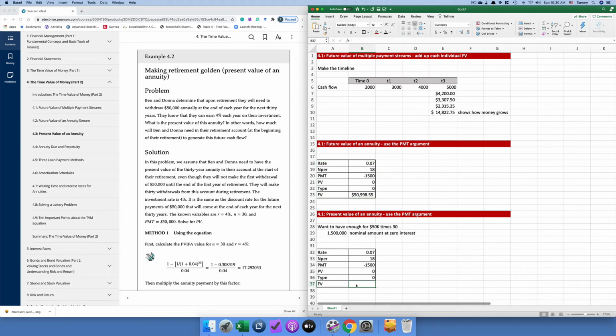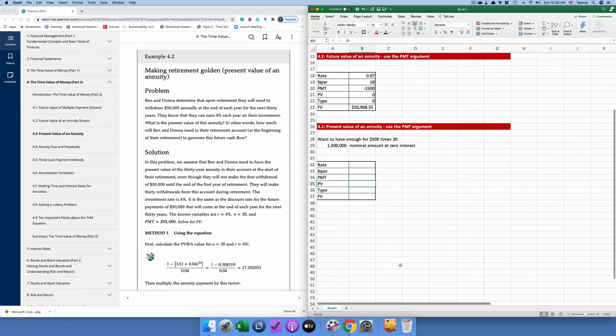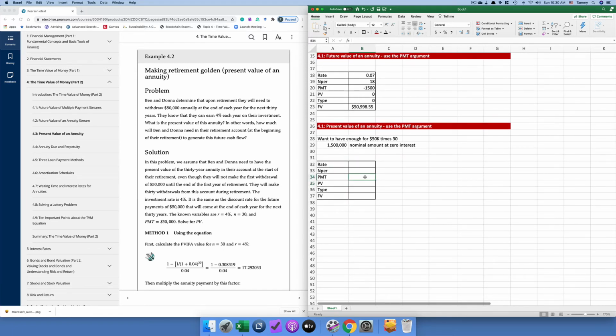But take out the future value, actually take out everything. Okay. What we need to do is solve for the present value with the payment of 50,000, 30 years at 4%. Right, and we want to solve for the present value. Our type is 0. Okay.